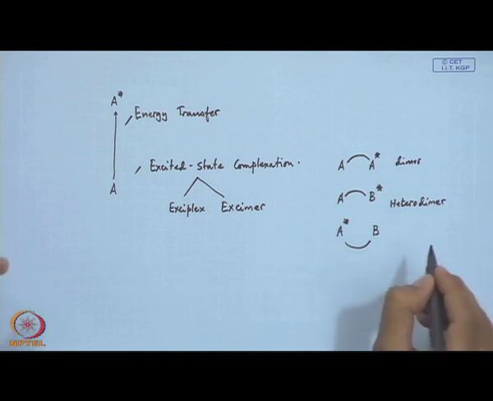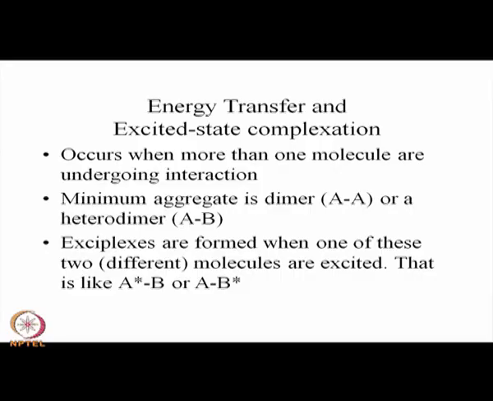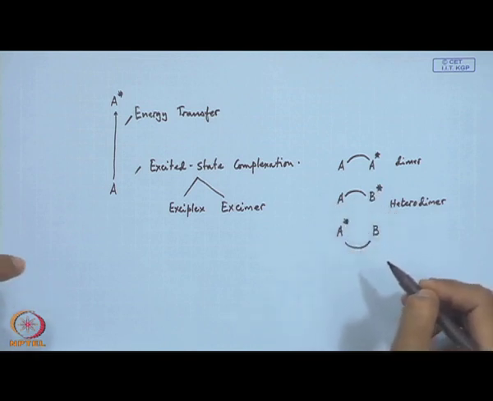So, in this case you should keep it in mind that when there is interaction between more than one species, of which one is maybe in the excited state, then dimer formation or maybe complexation is a possibility. Okay. Now, exciplexes are formed when one of these two different molecules, say this or that situation, means one of these two is in the excited state, that is excited state complexation.